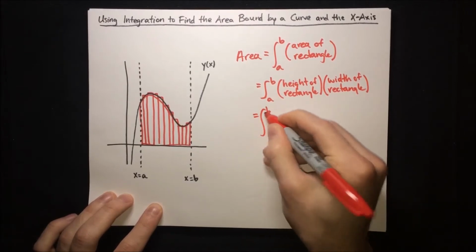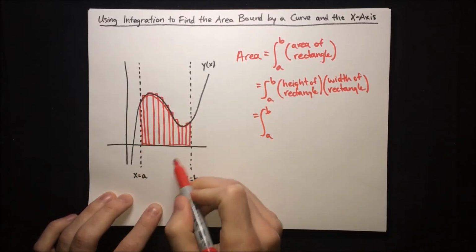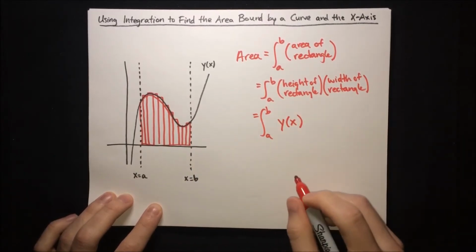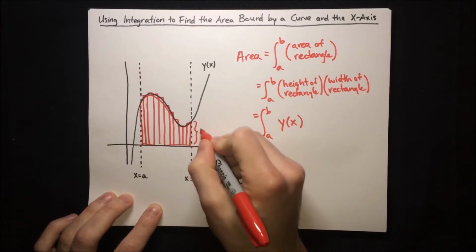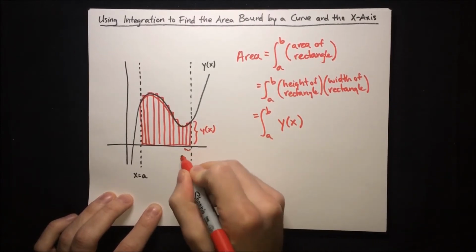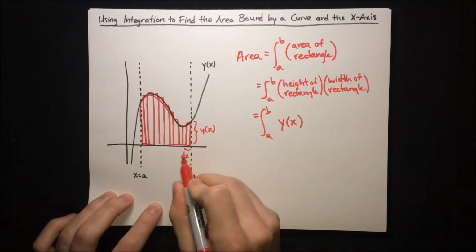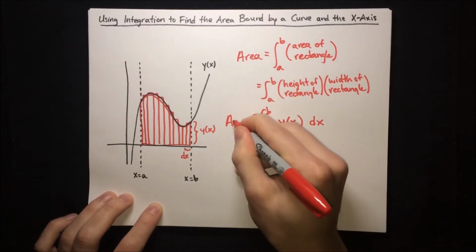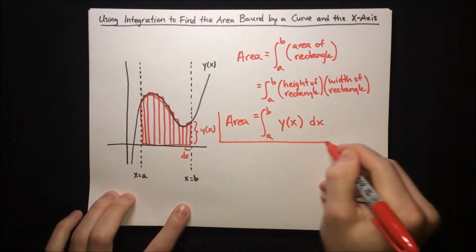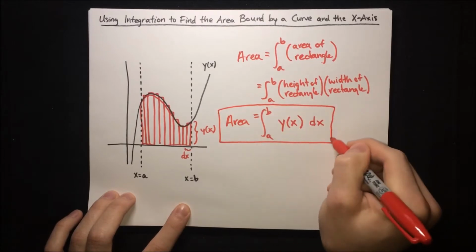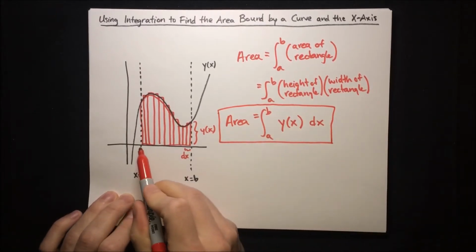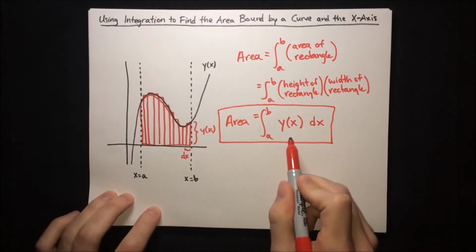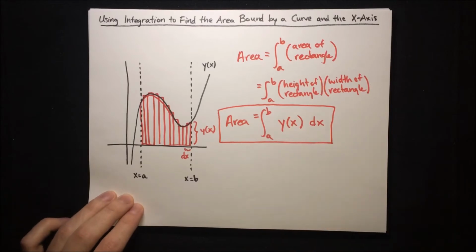And the height of rectangle is just given by the height of the curve at each point. It's just the y-coordinate. So height is just y of x, and then the width of a rectangle is just an infinitesimally small section of the x-axis, so just dx. And here we've got our general formula. Area is the integral of the function representing the curve from the left x-bound to the right x-bound. So this is our master formula, and this is what we're going to be using to find the area of some curves.